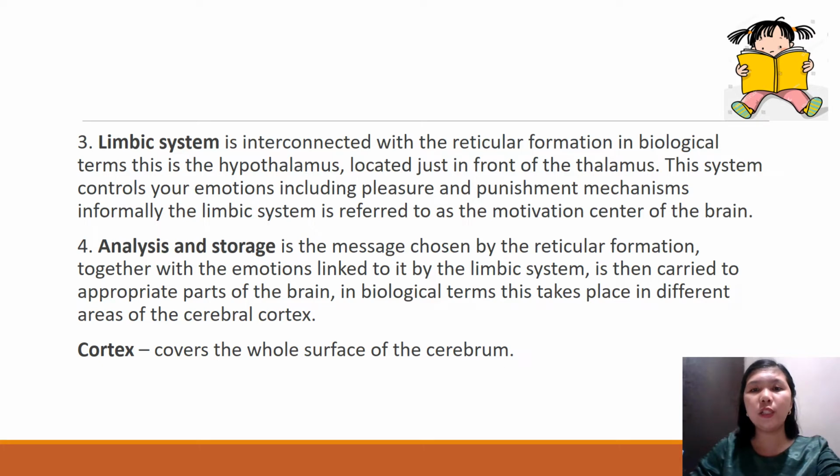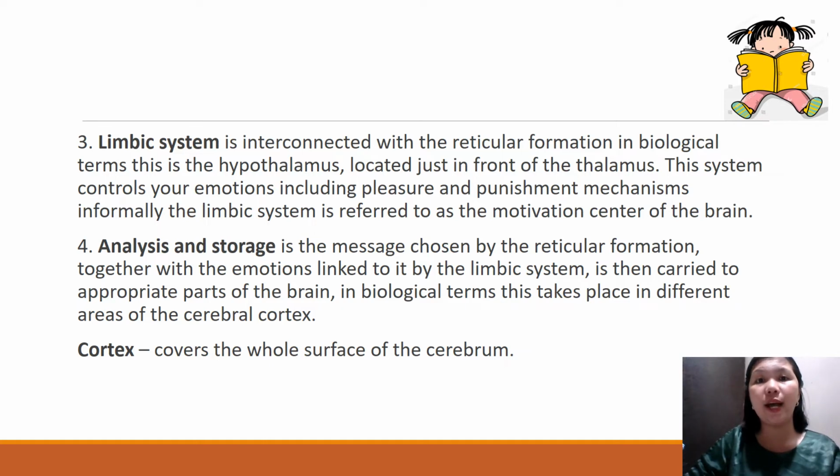In biological terms, this is the hypothalamus, located just in front of the thalamus. This system controls your emotions, including pleasure and punishment mechanisms, and formally the limbic system is referred to as the motivation center of the brain.